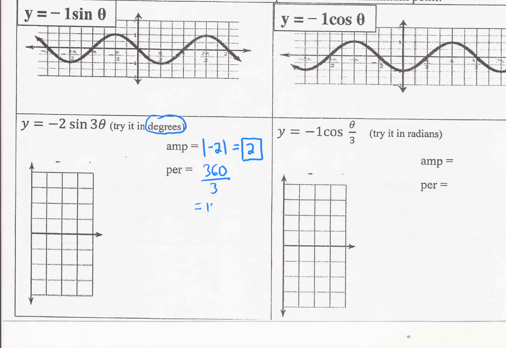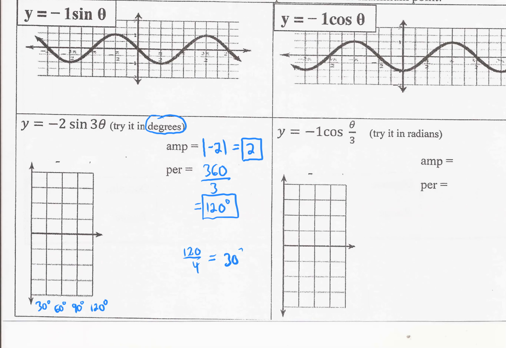So 120 degrees. Just like we did before, to label the horizontal axis, you take the period and divide. So that's going to be 30 degrees. When I'm labeling the horizontal axis, it goes 30, 60, 90, 120. And you should always finish where the last number is the same as your period.